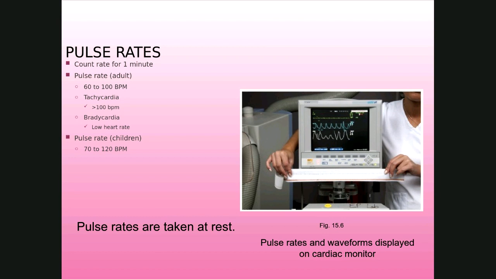The pulse rate on children, like we said, they have a smaller heart. It has to pump more efficiently. So their pulse rate is a little bit higher, where it's 70 to 120 beats per minute.